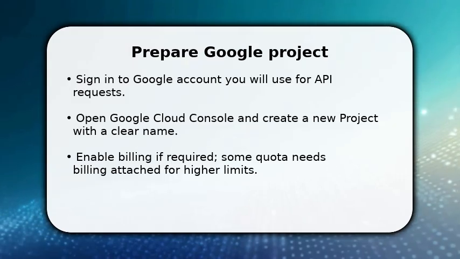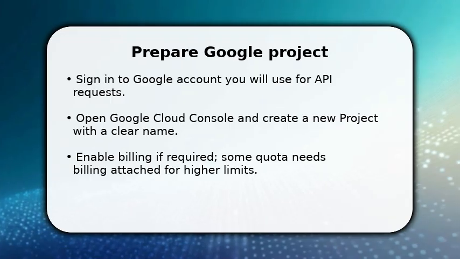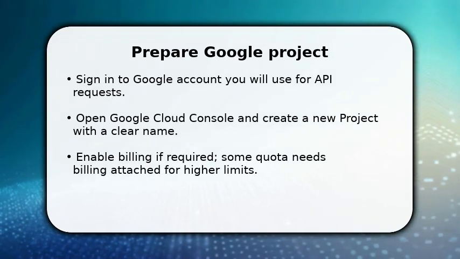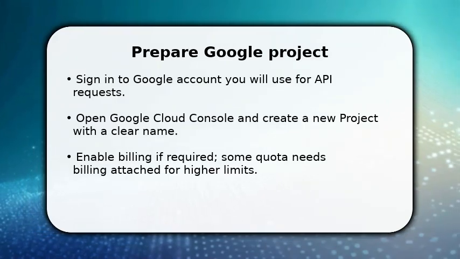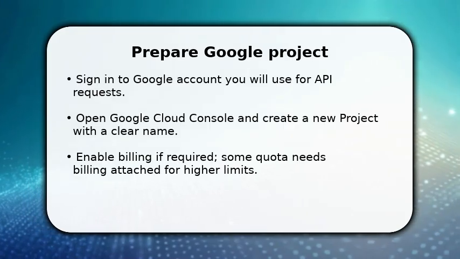You start by creating a Google Cloud project and enabling the right APIs. Sign into the Google account you want tied to requests, then open Cloud Console and create a new project. Once done, enable the YouTube Data API v3 inside that project so credentials can be requested.